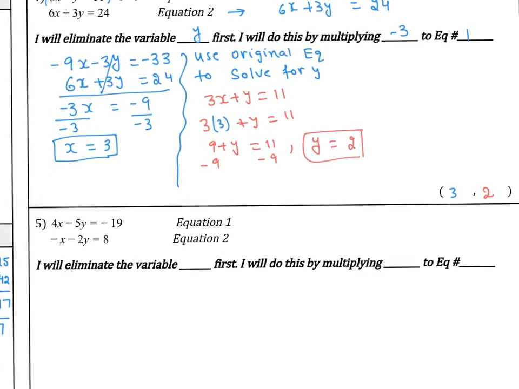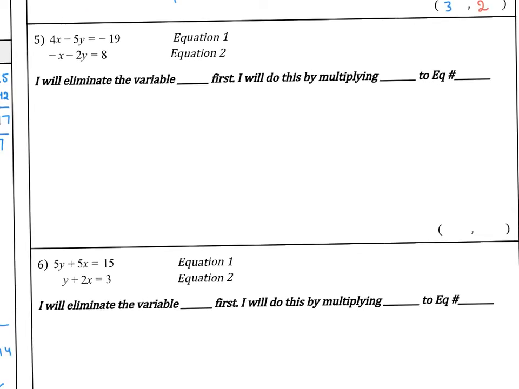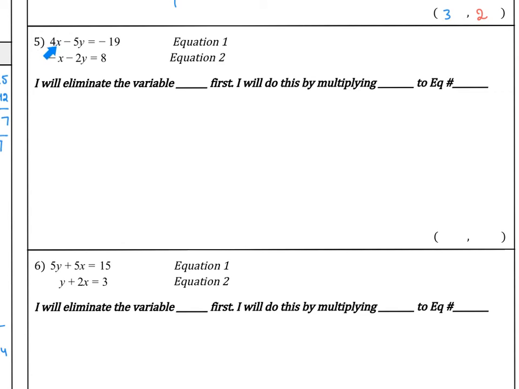Next we are going to do the problem from the bottom, example number 5. 4x minus 5y equals negative 19, and negative x minus 2y equals 8. In this case, I'm going to make the like terms 4x and negative 4x so that we can cancel the x values and get the y value.